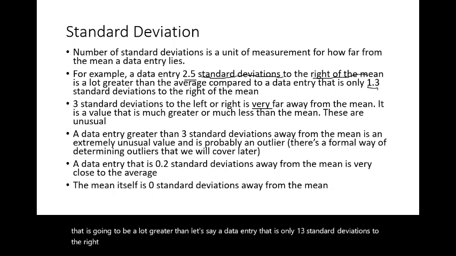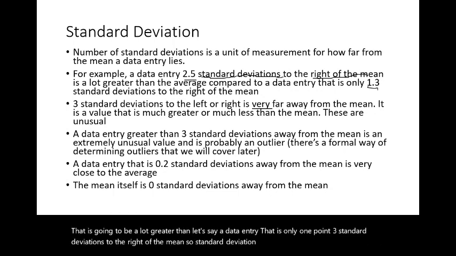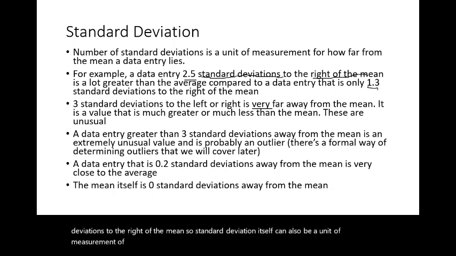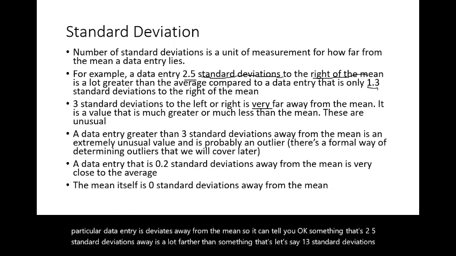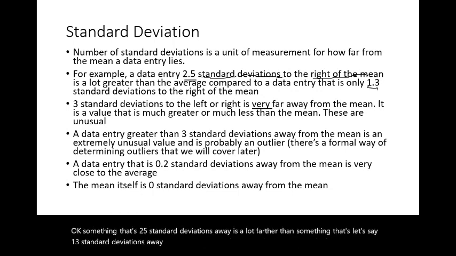So standard deviation itself can also be a unit of measurement of how far a particular data entry deviates away from the mean. So it can tell you, okay, something that's 2.5 standard deviations away is a lot farther than something that's, let's say, 1.3 standard deviations away. Now, any data entry that is 3 standard deviations to the left or right of the mean is considered very far away from the mean.